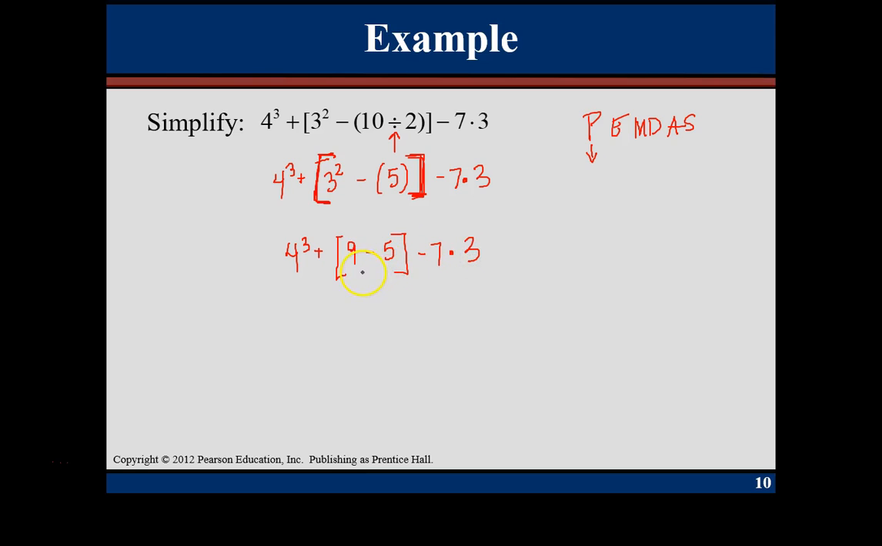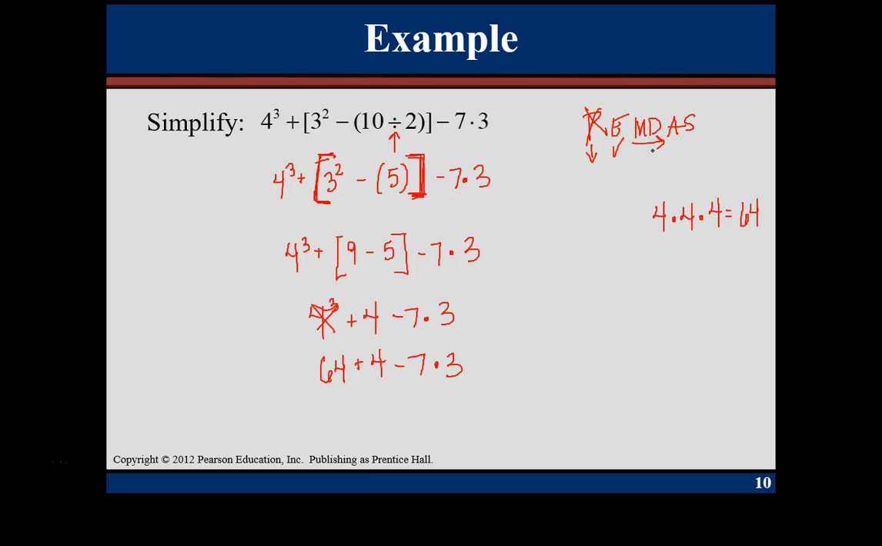I still need to finish my brackets and say 9 minus 5, which is 4. Parentheses are done. Now to take care of my exponents. I have 4 cubed, which is 4 times 4 times 4. 4 cubed is 64. So now I have 64 plus 4 minus 7 times 3.